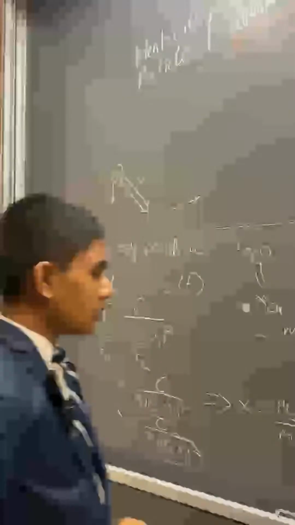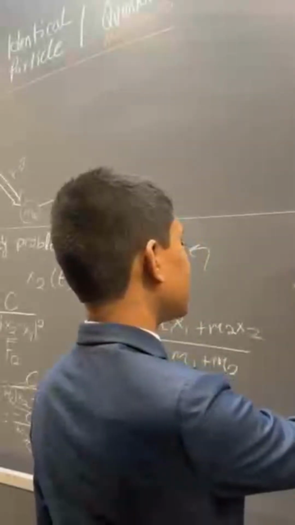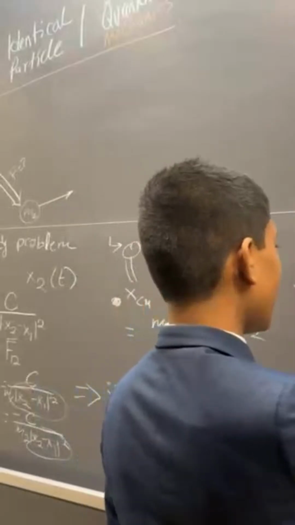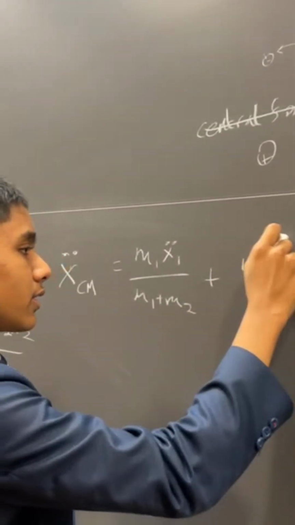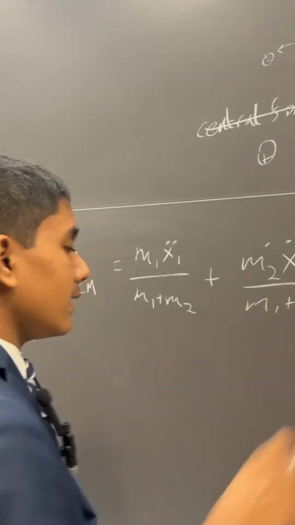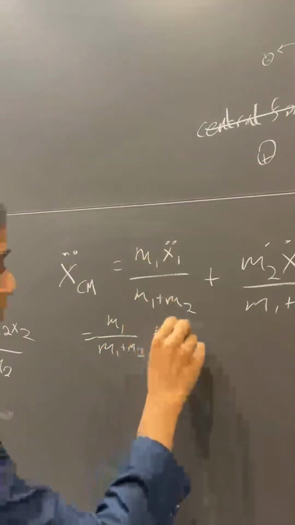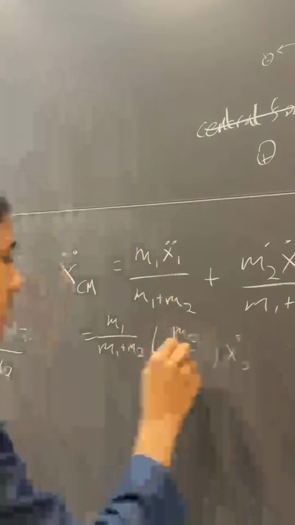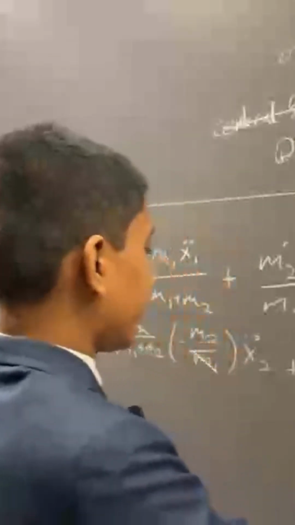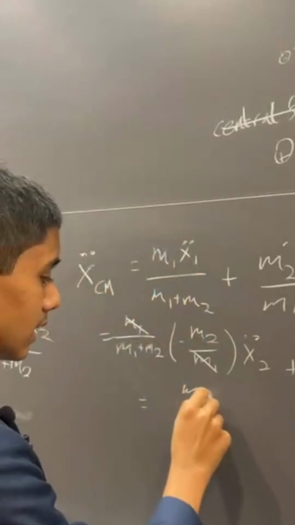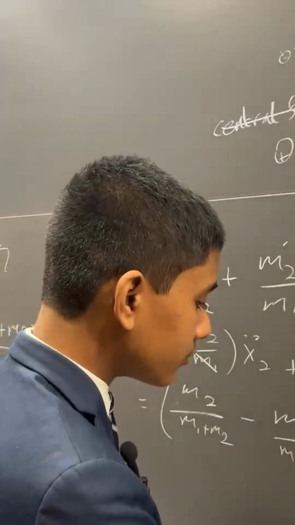If we plug in, we get, well, actually, we don't get anything for now. What does happen is if we take the double derivative of the center of mass, we get m1 x1 double dot over (m1 + m2) plus m2 x2 double dot over (m1 + m2). And now, since this is minus m2 over m1 x2 double dot, you cancel out, and we get m2 over (m1 + m2) minus m2 over (m1 + m2) times x2 double dot.